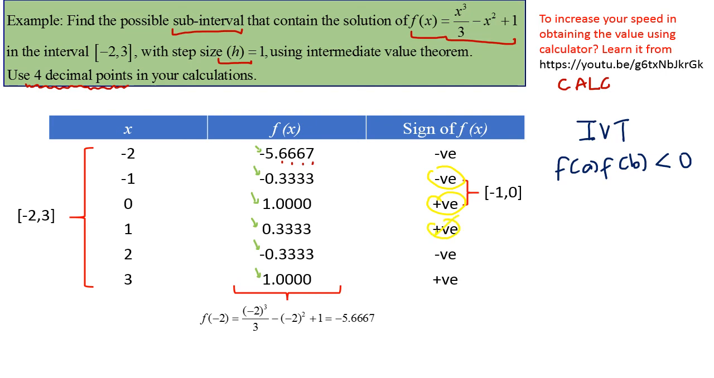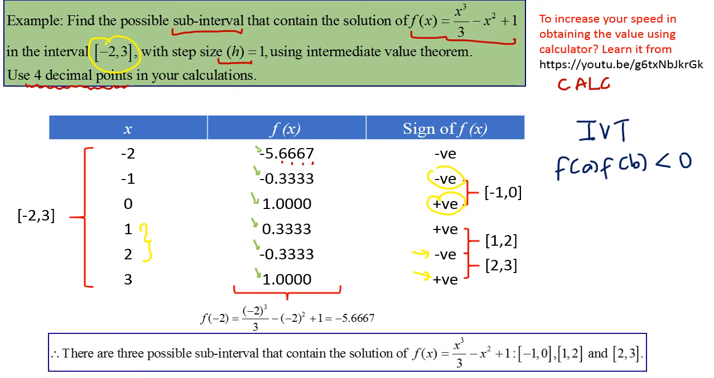Then this is positive and here is also positive, so no. And here is positive, negative, yes. So another interval is between 1 and 2. And then this is also different, negative and positive. Therefore, another solution exists in the interval 2 and 3. So from the big interval −2 to 3 given in the question, you have three subintervals that contain a solution of f(x): −1 to 0, 1 to 2, and also 2 to 3.